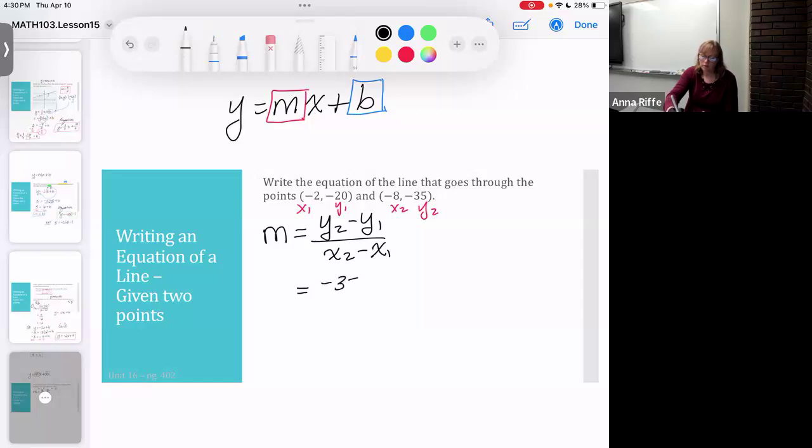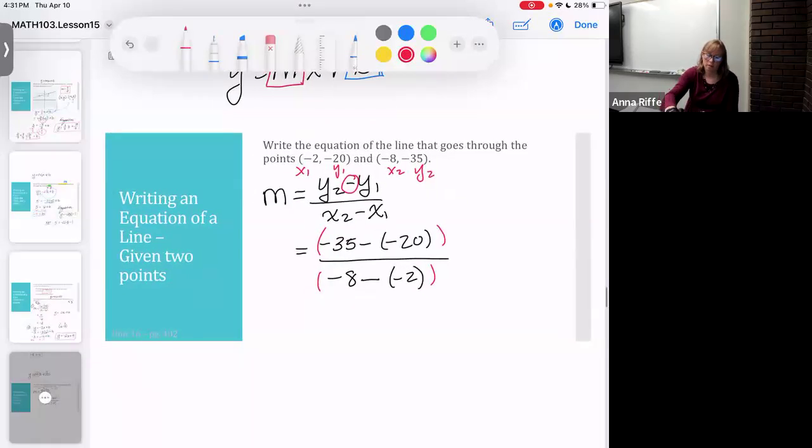y2 is a negative 35, minus, remember there's a minus in our equation. I'm subtracting y value from y value, so minus y1, which also happens to be negative. So I've got a double negative situation here. Divide that by x2, which is a negative 8. There's the negative in my equation, and then my x1 also happens to be negative. Lots of negatives. Let's simplify the top and simplify the bottom.